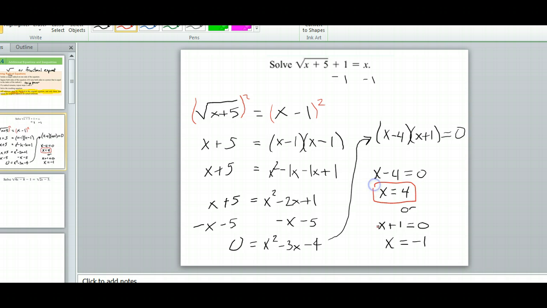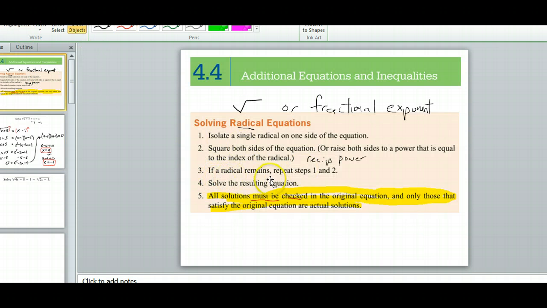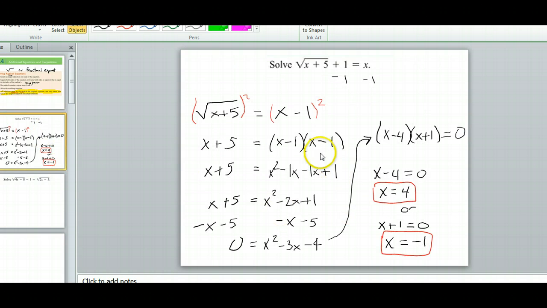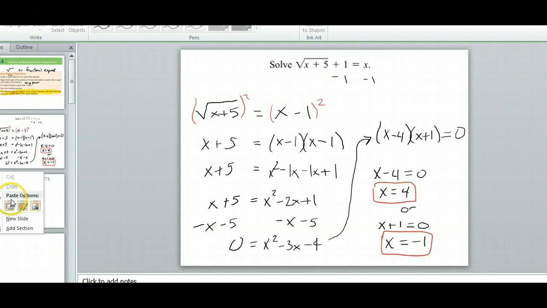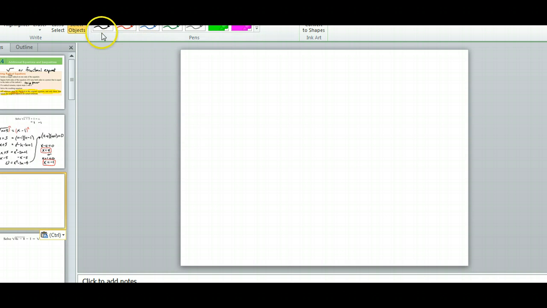Okay, all we've done so far in this 5-step process is solve the resulting equations. We haven't done step 5, which must be checked. So again, take your answers and plug them into the original equation and see if they work. Alright, plugging in 4 into this thing, I get the square root of 4 plus 5 plus 1. Is that equal to 4?